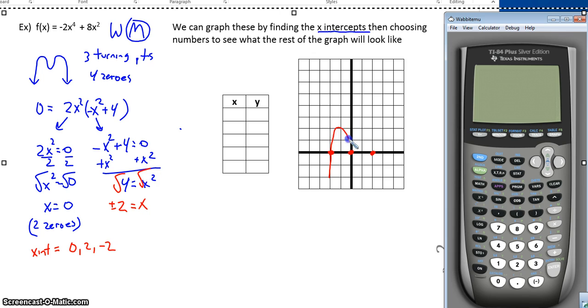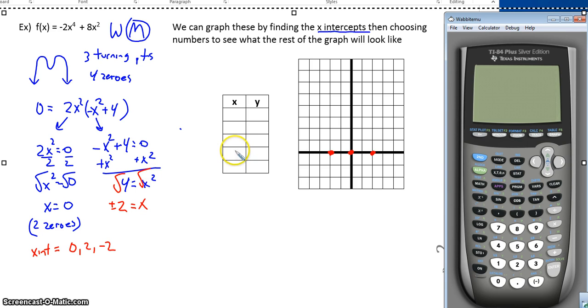Something like this is what I'm thinking. And again, that's just a rough idea. Don't plot that because that's not exact. The only things that we want to plot for sure are the x and y intercepts. But I just wanted to give you an idea of what it will look like.